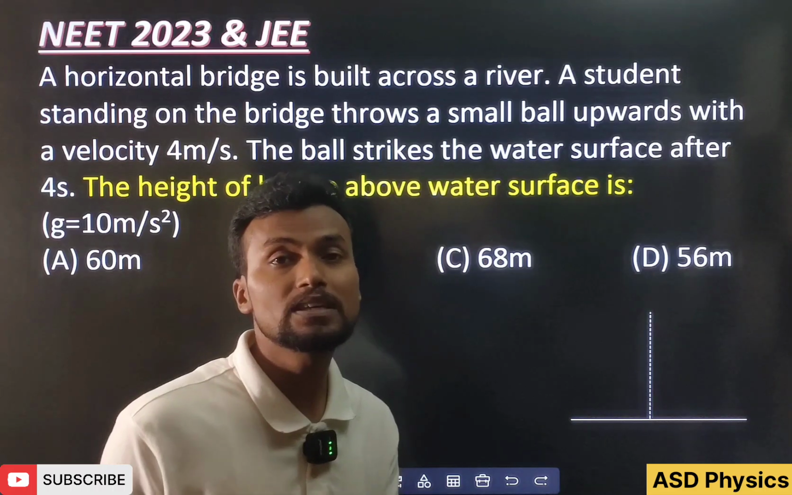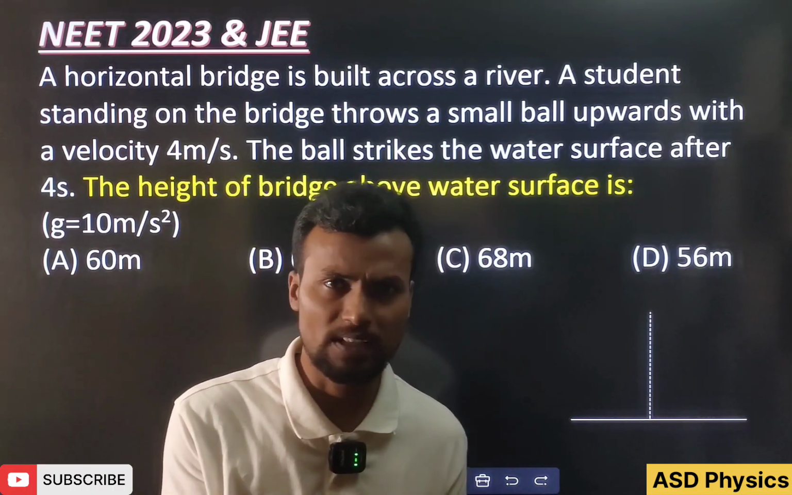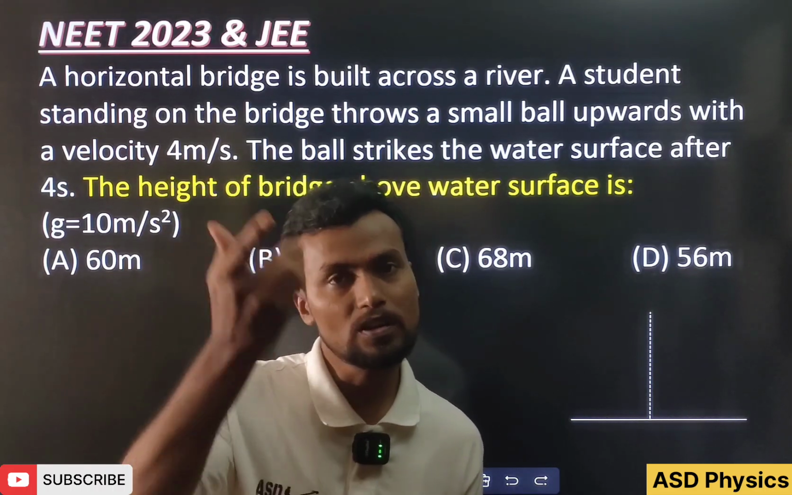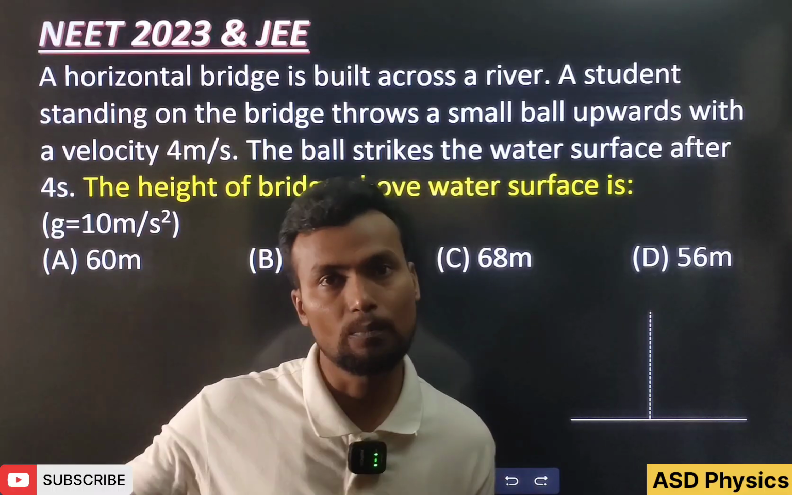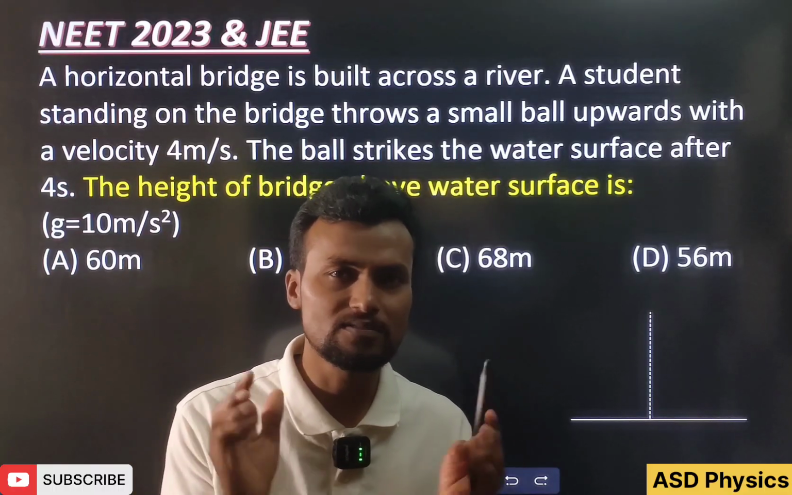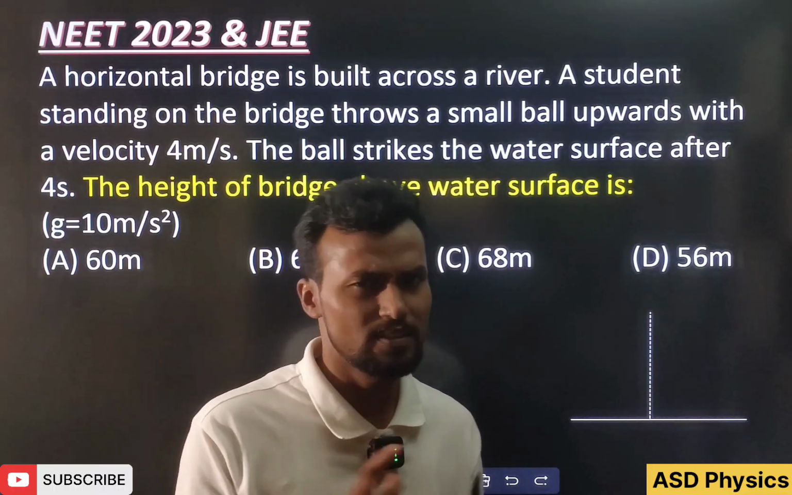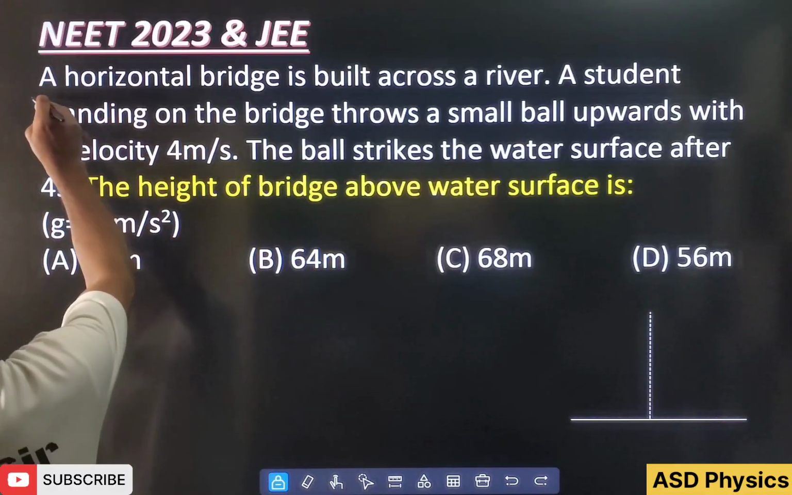Okay, and you know very well that in straight line motion there are only two possible directions. Maybe upward or downward, maybe forward or backward. So here we are not using vectors, we are just using plus and minus signs to indicate the direction. So see here the question.